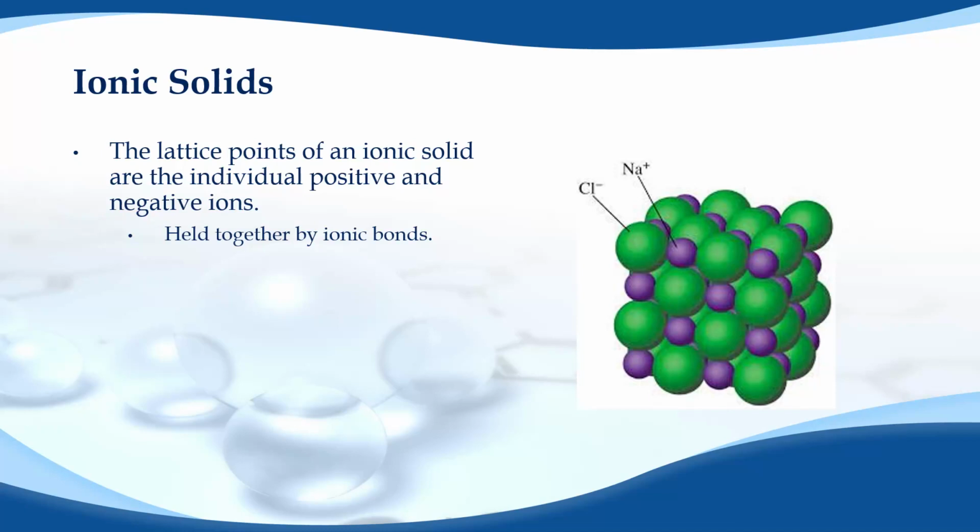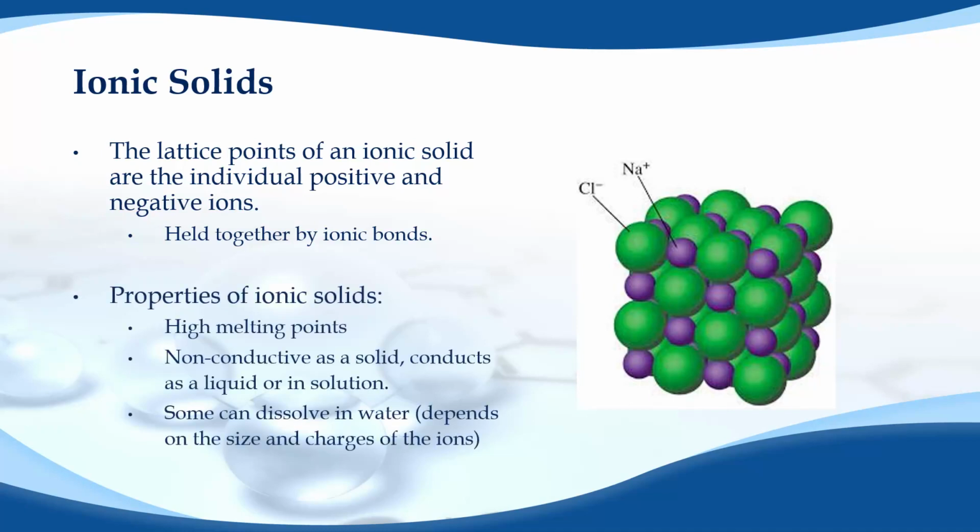Now, because ionic bonds tend to be very strong, ionic solids have a few specific properties. So, first thing is they tend to have very high melting points. Table salt, for example, has a melting point of about 750 degrees Celsius, right? And that's just a +1, -1. Once you start getting into things like magnesium oxide, where you're working with +2 and -2, melting point can be 1,500 degrees C.